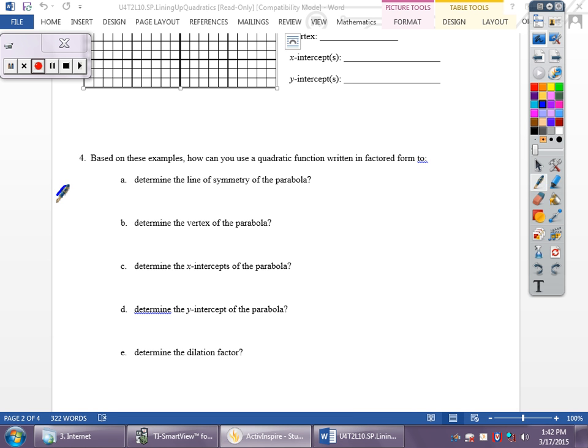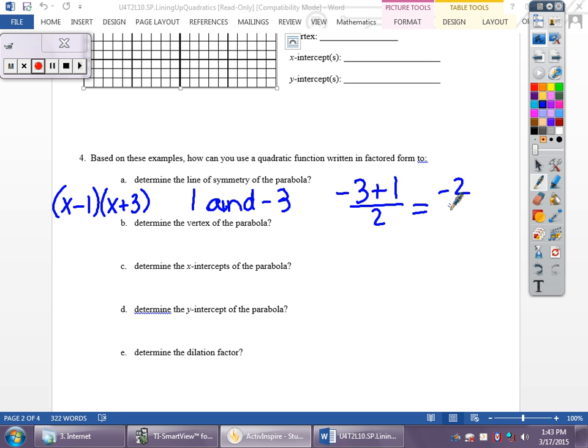Okay, so in the first problem, we had x minus 1, and then we had x plus 3. And my intercepts were 1 and negative 3. All I do is, the line of symmetry is the average of my x-intercepts. So I'm going to do negative 3 plus 1 divided by 2, which is negative 2 divided by 2, which is negative 1. So to determine the line of symmetry, it's what cuts the parabola in half.